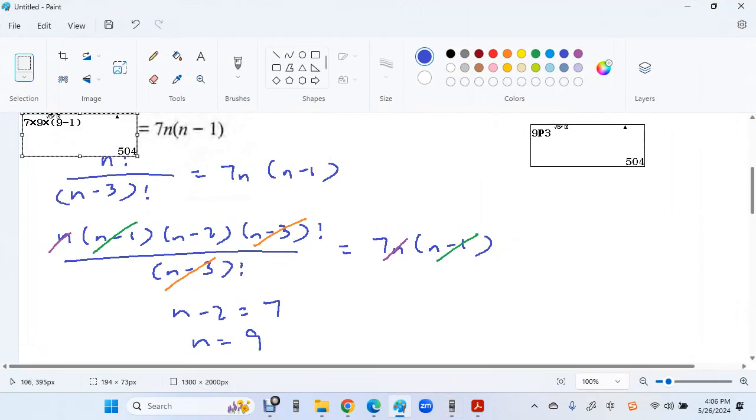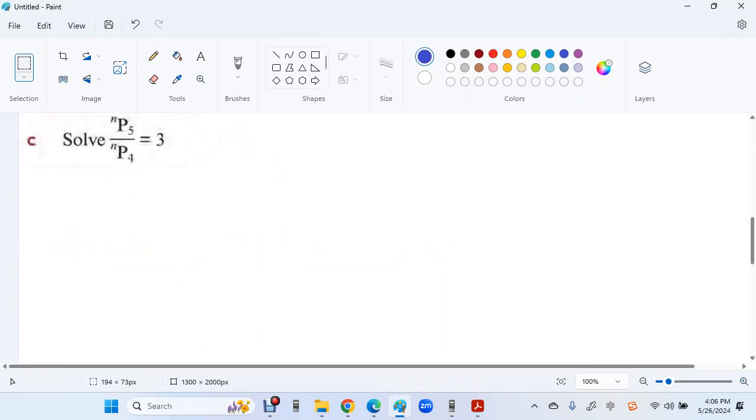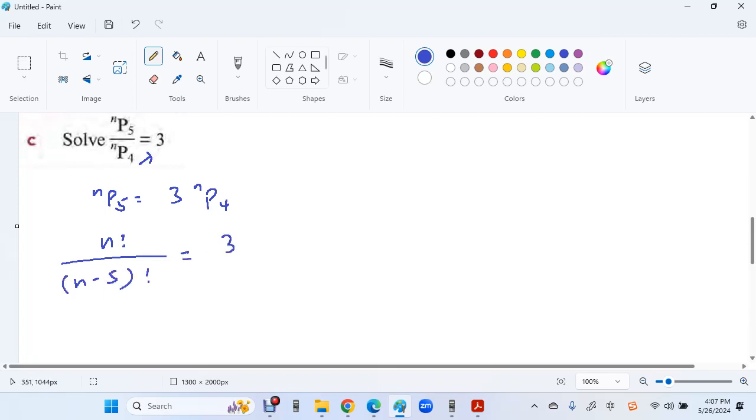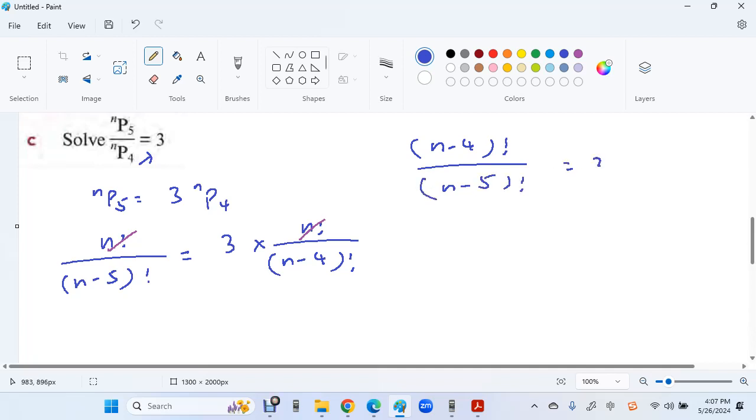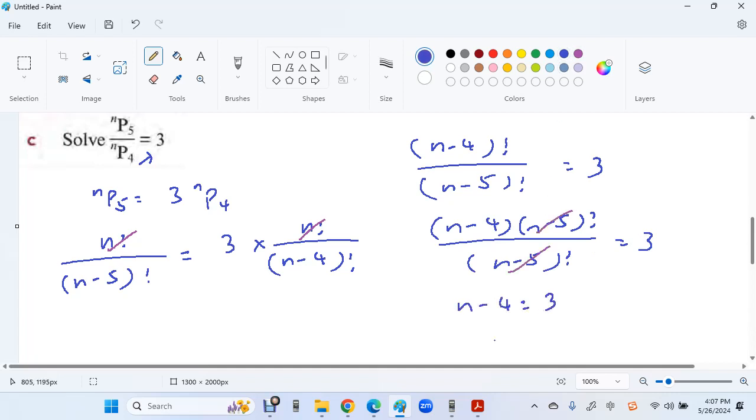which is 504, so correct. Then this one we have nP5 equal to 3 times nP4, so n factorial over n minus 5 factorial equals 3 times n factorial over n minus 4 factorial. So these two cancel. Then we have n minus 4 factorial over n minus 5 factorial equal to 3. n minus 4, n minus 5 factorial over n minus 5 factorial equal to 3. So cancel. So we have n minus 4 equal to 3, n equal to 7.